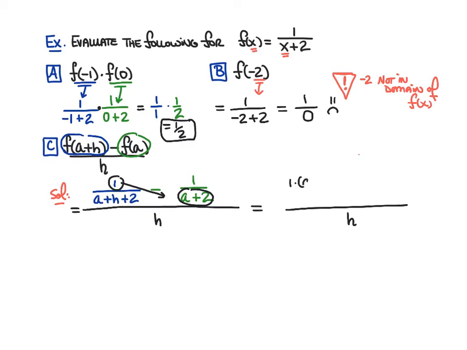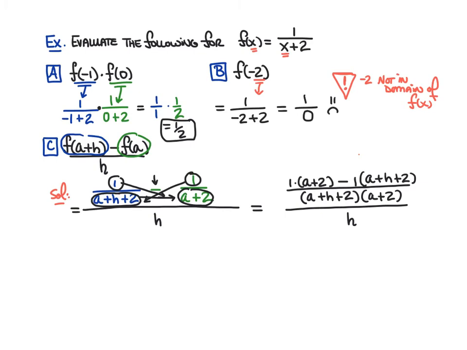1 times a plus 2. Now this is a minus sign, so we're going to write minus. Then take the numerator of the second fraction and multiply by the denominator of the first. So it would be 1 times a plus h plus 2. And all of that gets divided by the product of the two denominators. So it's this denominator times that denominator.